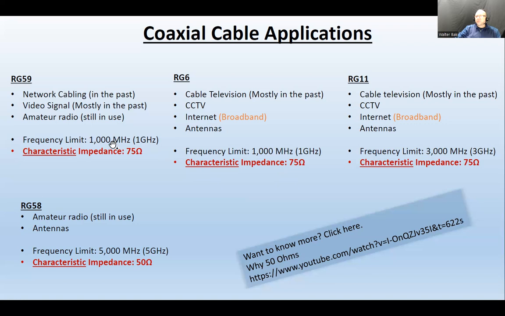So what gives? Why do we have two different cables? Well, there's a reason for that, and we'll get to it. There are other specifications, other characteristics of the cable. So RG59 was pretty much used for pretty much the same thing.